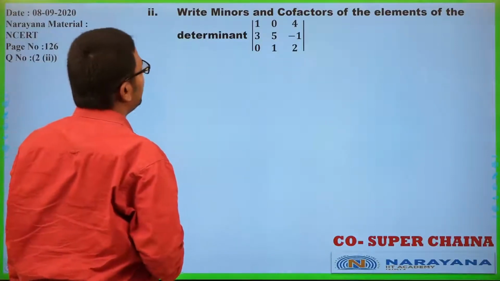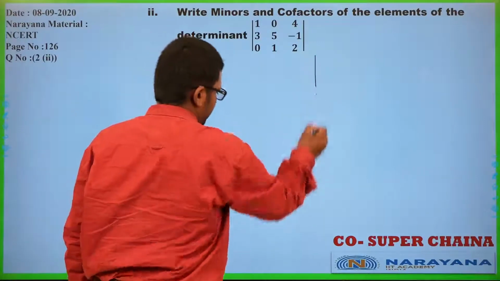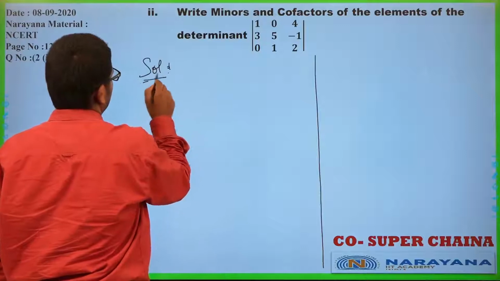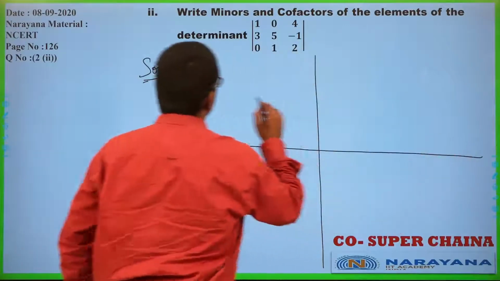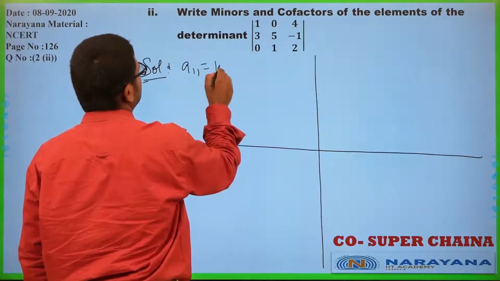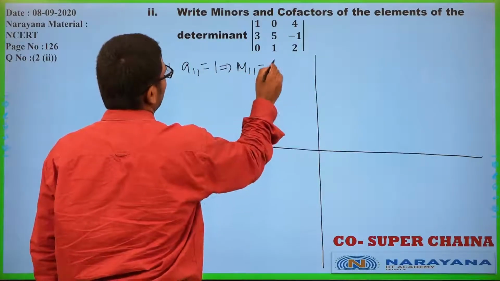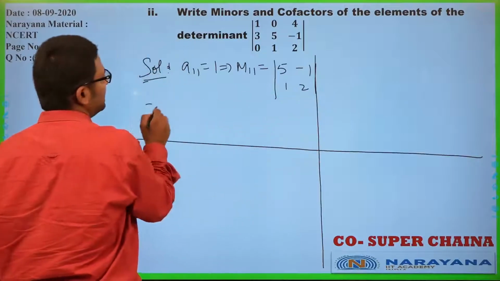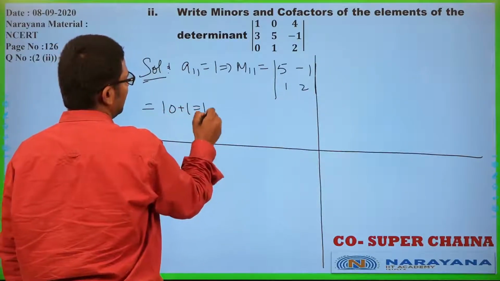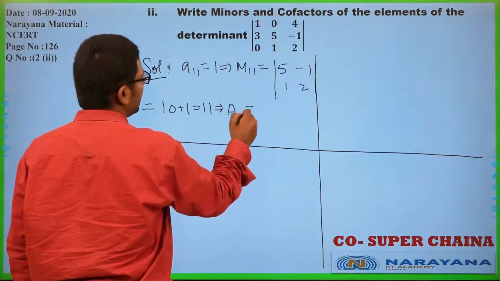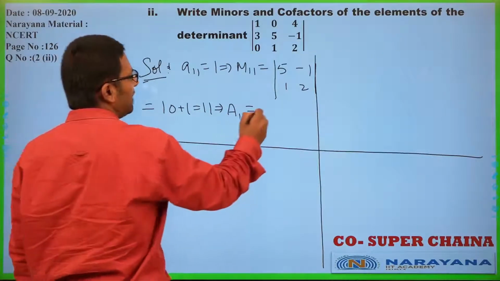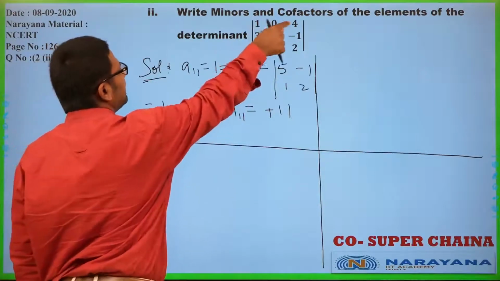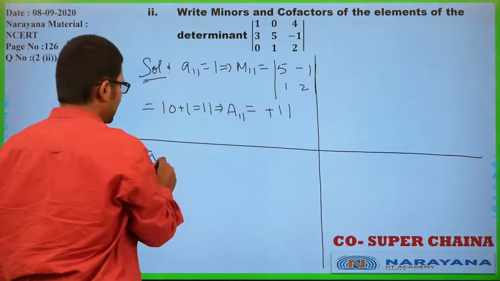Write the minors and cofactors of elements of this determinant, okay? A11 is 1, which means M11 is determinant 5 minus 1, 1, 2, right? That is 10 plus 1, which is 11, which means capital A11 cofactor would be plus 11, right? Okay. Plus here, then plus minus plus, we are going to just follow that pattern.